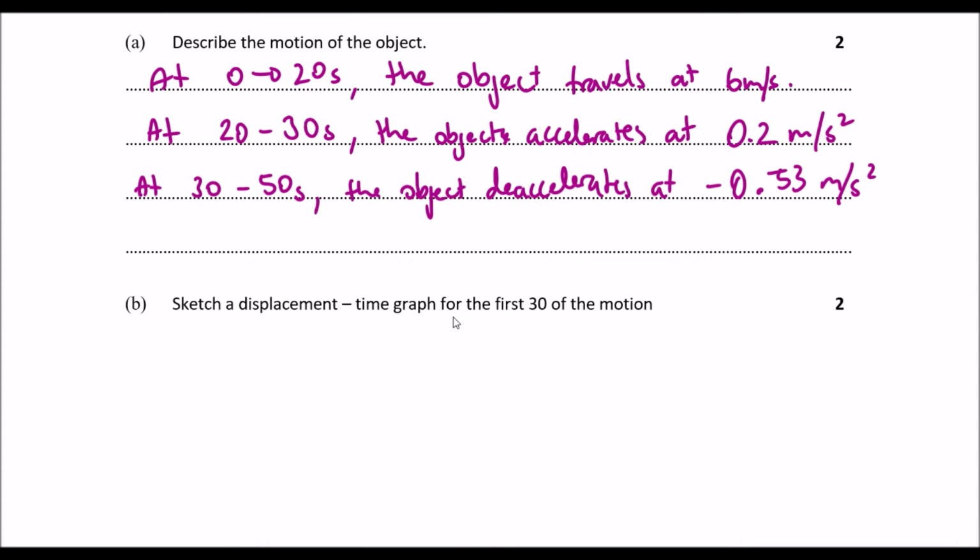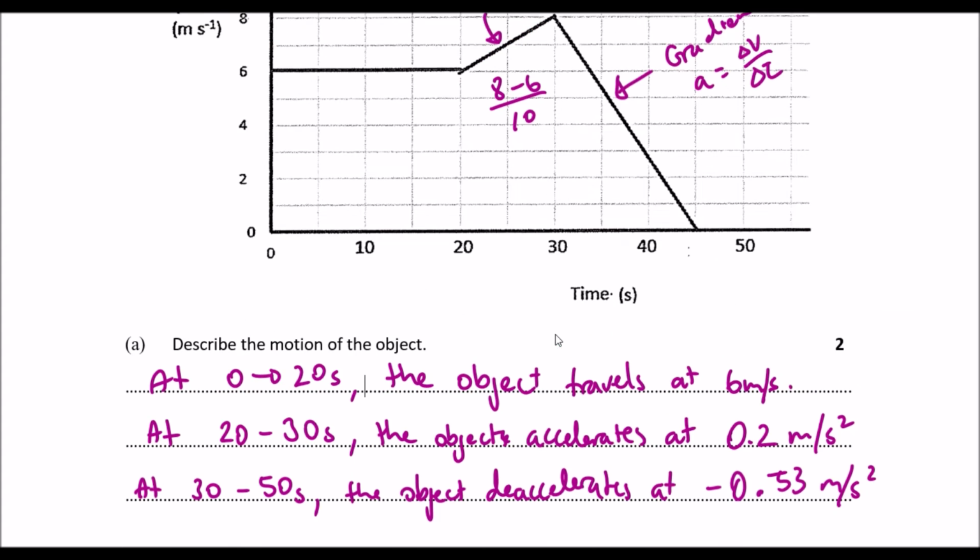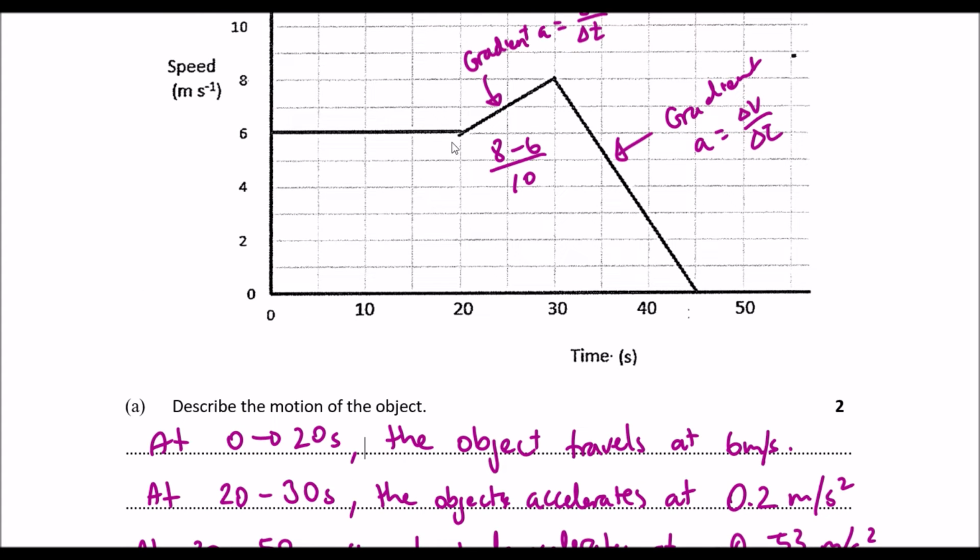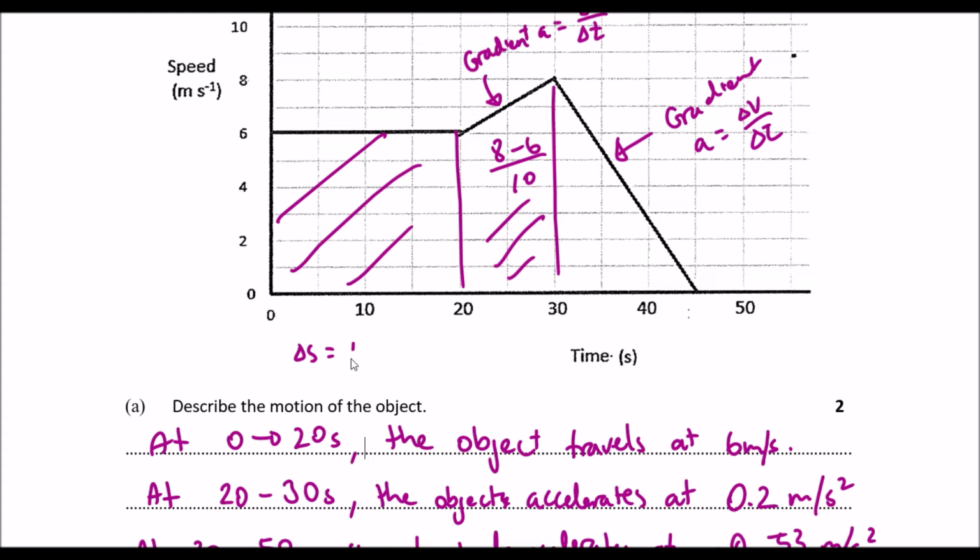It says sketch a displacement time graph for the first 30 seconds of motion. So we need to firstly work out the displacement, this part here, and also this part of the displacement here. So let's quickly have a look at the overall displacement gone. So remember, the change in displacement is the velocity times the change in time, or the speed times the change in time. In this case, the speed is 6. The time that's passed is 20. So we've covered 120 meters in the first 20 seconds.